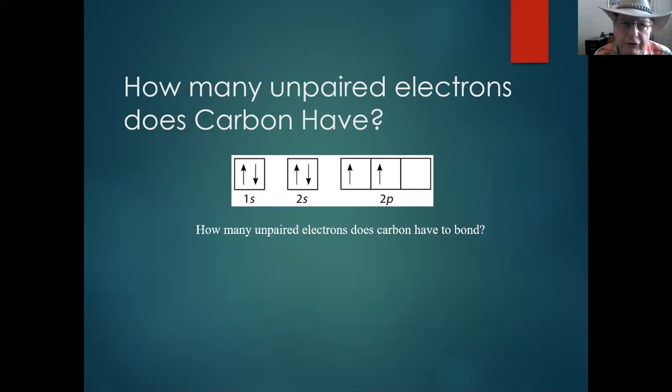Okay. This is an orbital diagram of carbon. How many unpaired electrons does carbon have? Two. So if it only has two unpaired electrons, how many things should be able to be bonded to carbon? Two. How many have you seen carbon bond to? Remember we did CH4? In CH4, how many things are bonded to carbon? So atomic theory, our quantum mechanics, says only two things can bond to carbon, yet we know four things can bond to carbon.